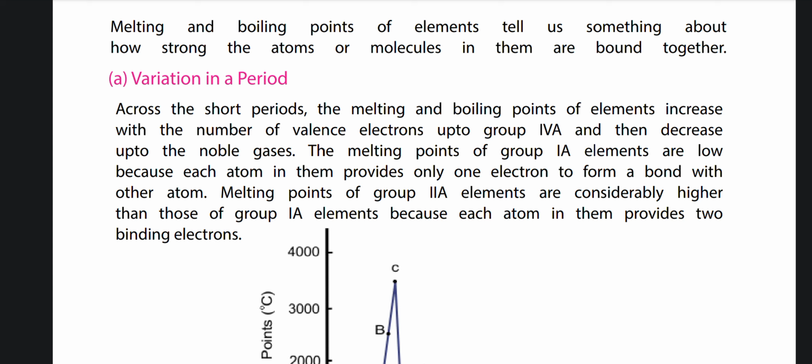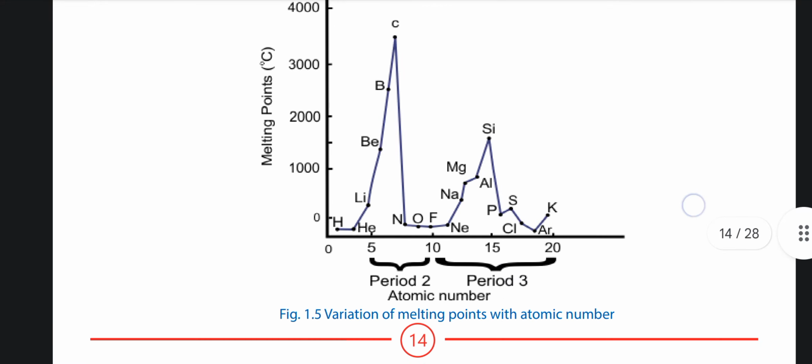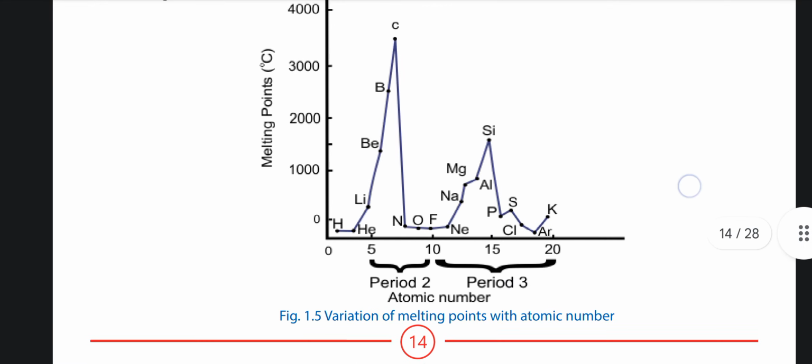The melting points of group 1A elements are low because each atom in them provides only one electron to form a bond with another atom. Melting points of group 2A elements are considerably higher than those of group 1A elements because each atom in them provides two binding electrons. Variation of melting points with the atomic number.